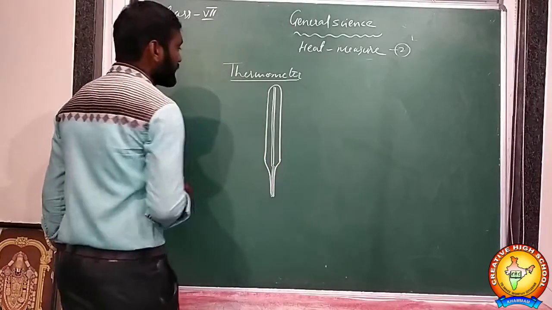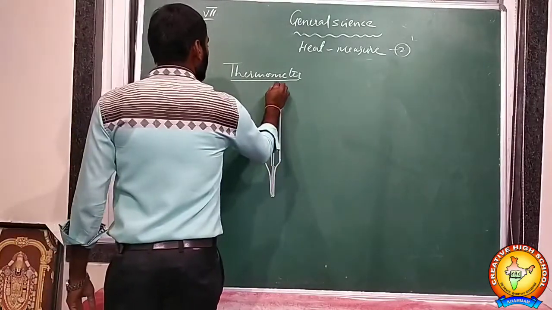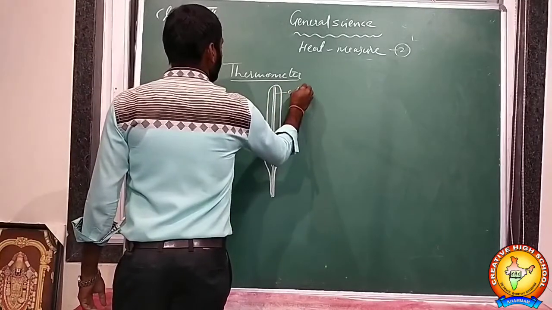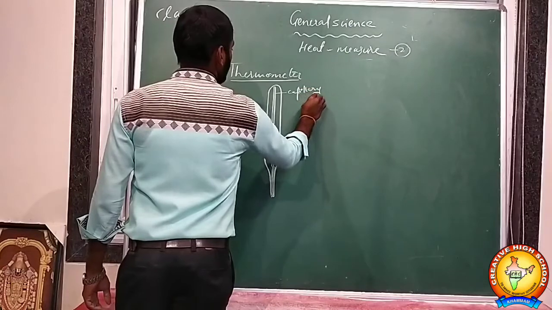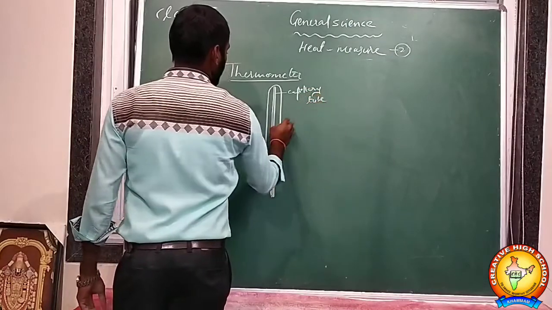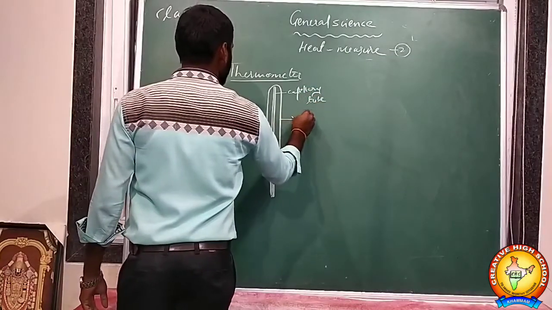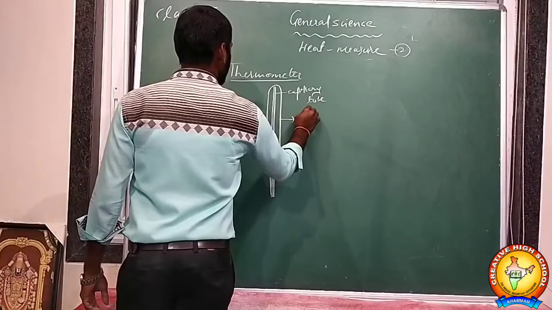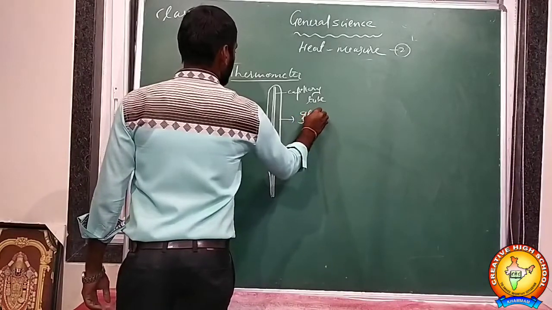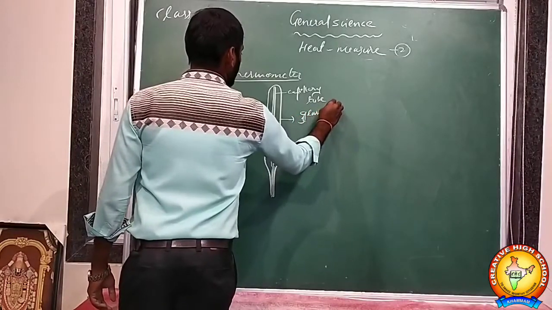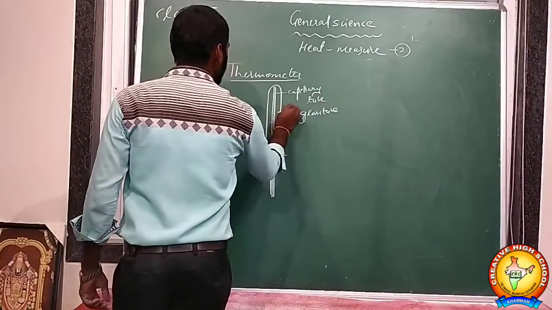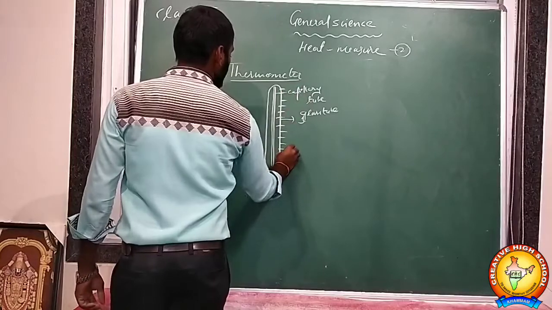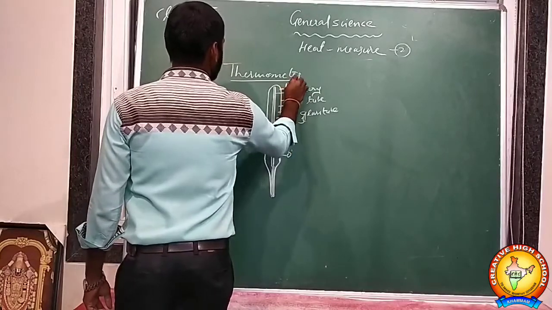So here, right there, it is a capillary tube. It is a glass tube. It has some calibrations on it. The calibration should be 0 to 100 degrees Celsius.